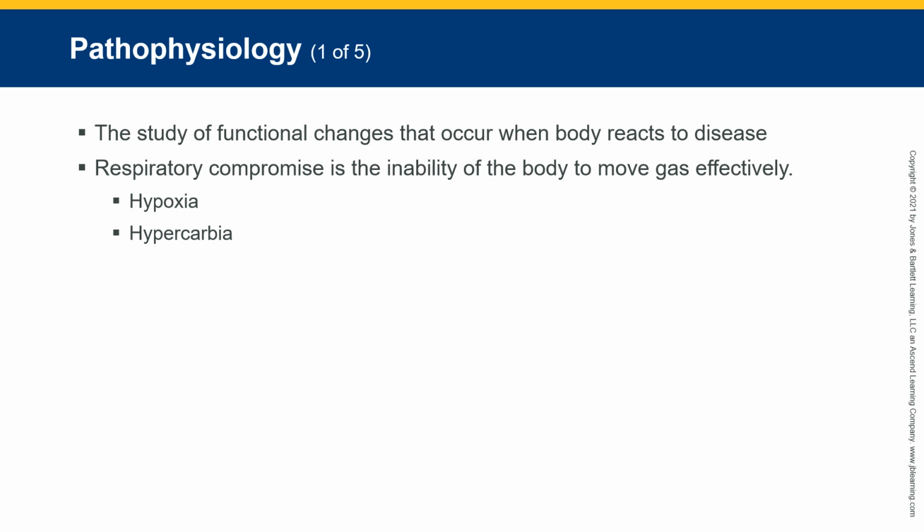Pathophysiology is the study of functional changes that occur when the body reacts to disease. Respiratory compromise is the inability of the body to move gas effectively, which is your hypoxia and your hypercarbia. Can I break down hypercarbia? What do you think it means? What do you think carbia means? So you have hypoxia, which is low oxygen, and hypercarbia, which is high carbon dioxide.